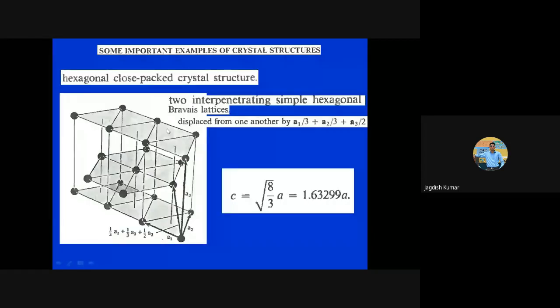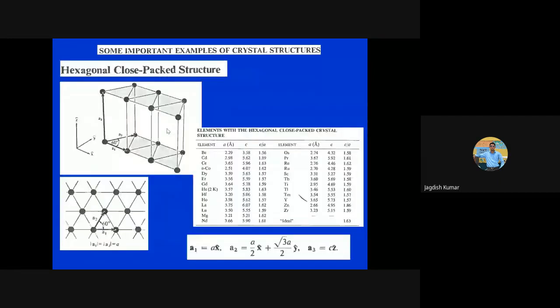This situation is similar to the case when we were trying to get a BCC out of simple cubic lattice vectors, right? We were missing something, fine. So now, if we choose these vectors as the lattice vectors and place two lattice points corresponding to each lattice point of this arrangement, suppose one lattice point is at 0, 0, 0. So this will generate the whole set of these lattice points.